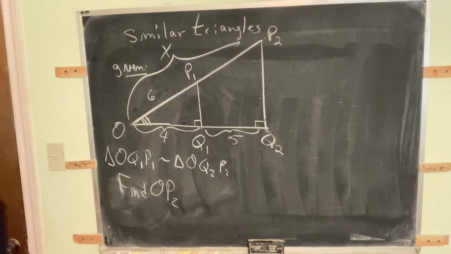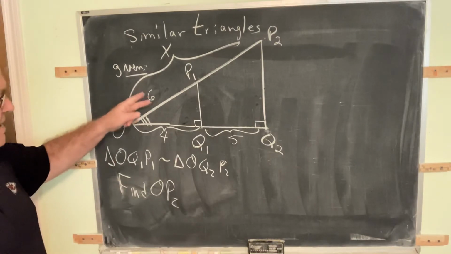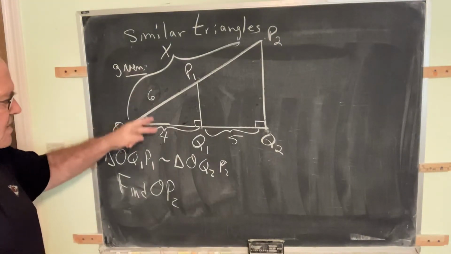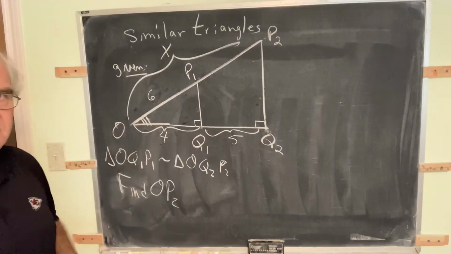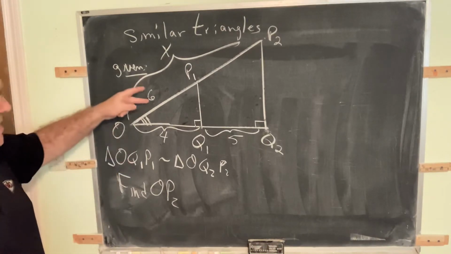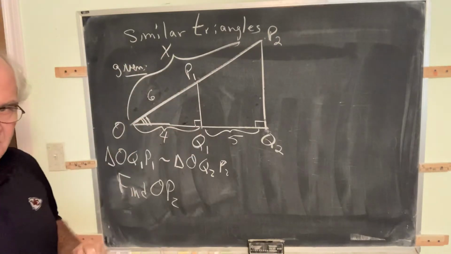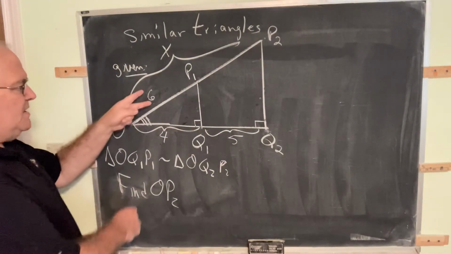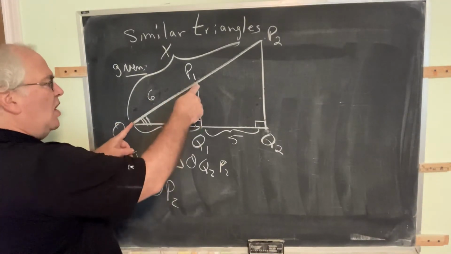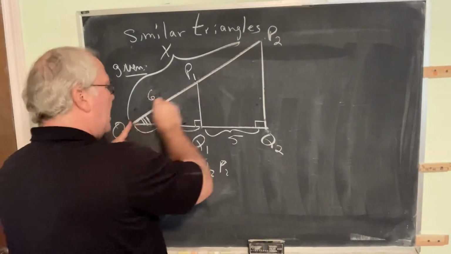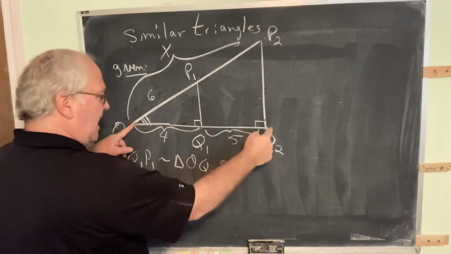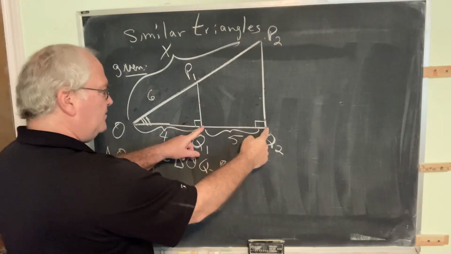Well, is this straightforward? Can we say 6 is to 4 as x is to 5? The answer to that question is no, not if we want to be correct. 6 is to 4 as x is to 5 is not accurate. Because 6 is to 4 is hypotenuse is to short side. In the large triangle, if we use the entire hypotenuse, we need to use the entire side of the large triangle, not just this piece of it.